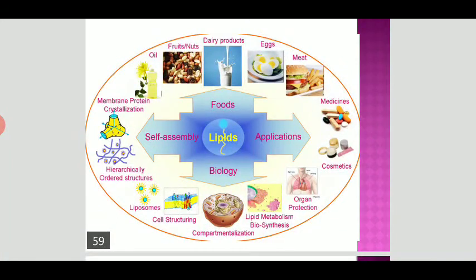Now these are the associated parts: the lipids which are contained in food, their application, self assembly and biology.